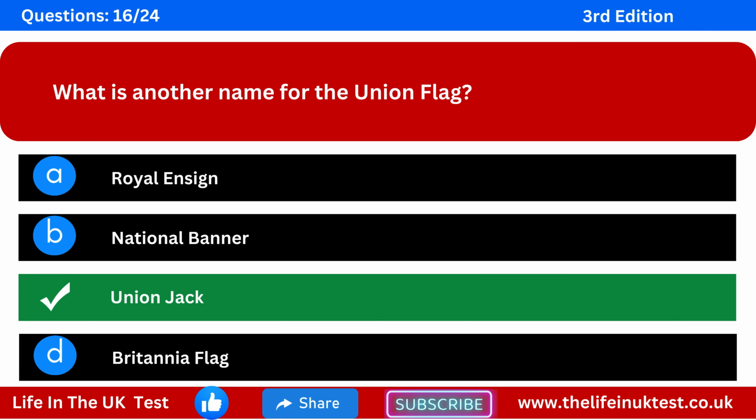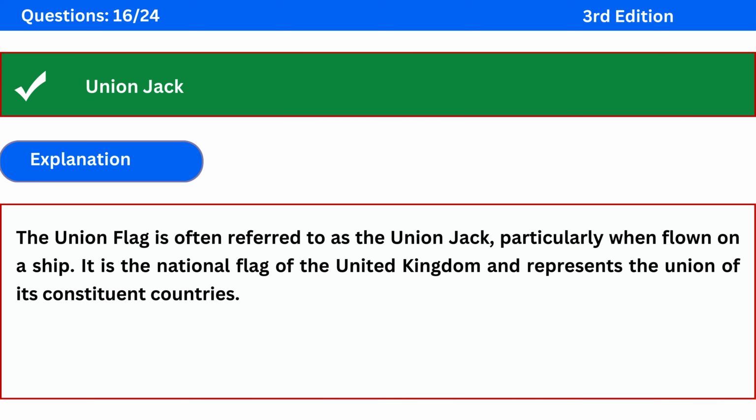The correct answer is Union Jack. Explanation: The Union flag is often referred to as the Union Jack, particularly when flown on a ship. It is the national flag of the United Kingdom and represents the union of its constituent countries.